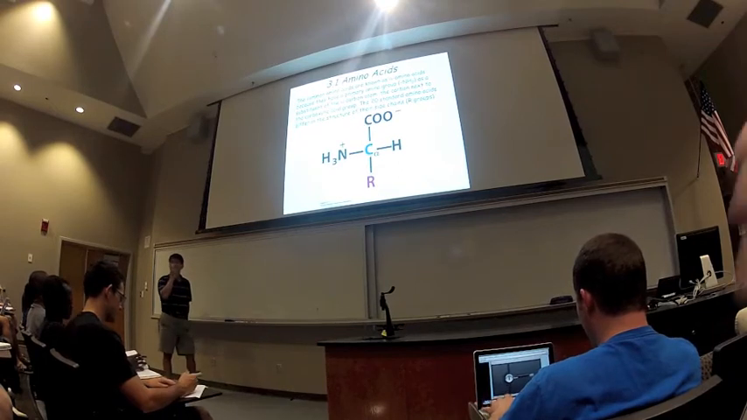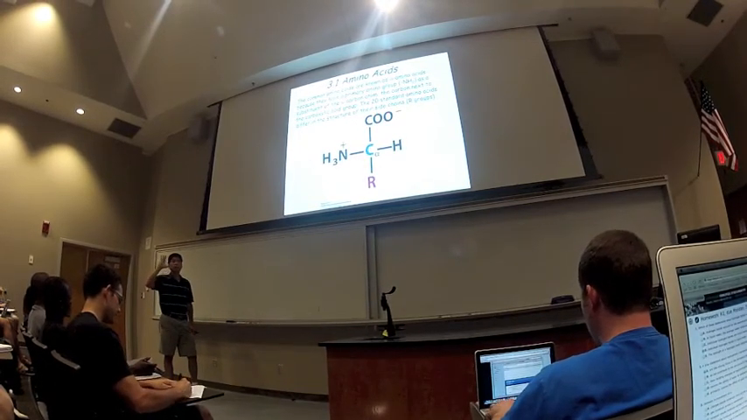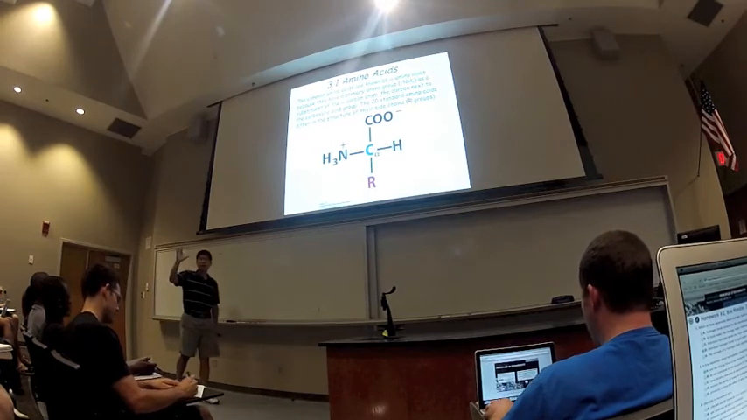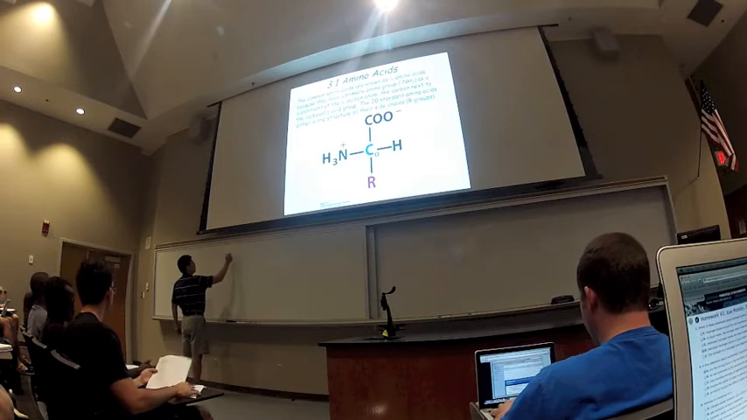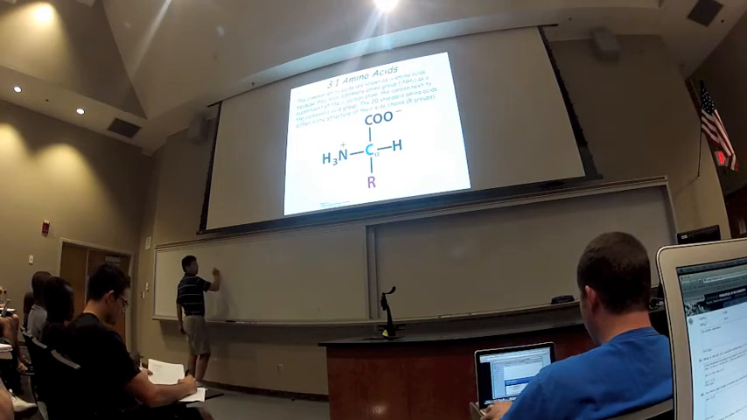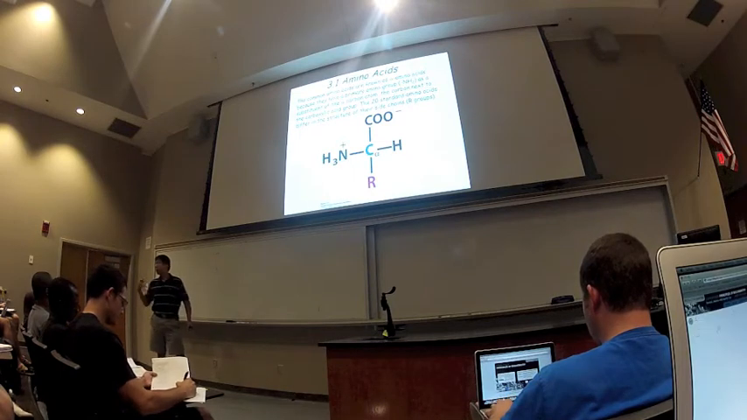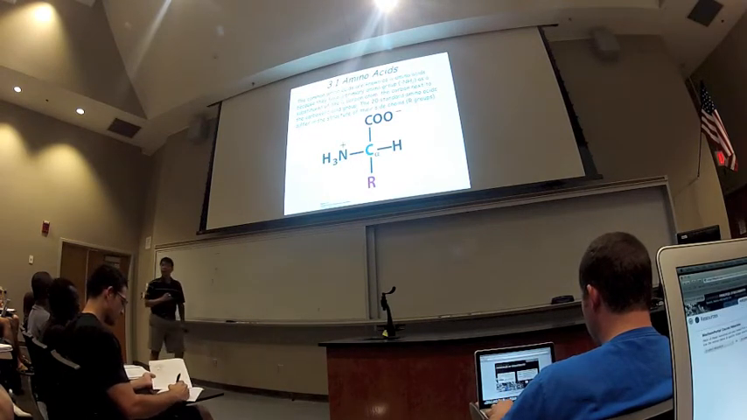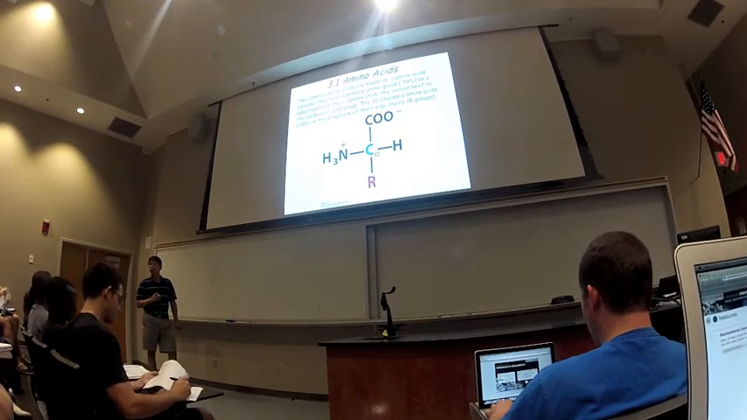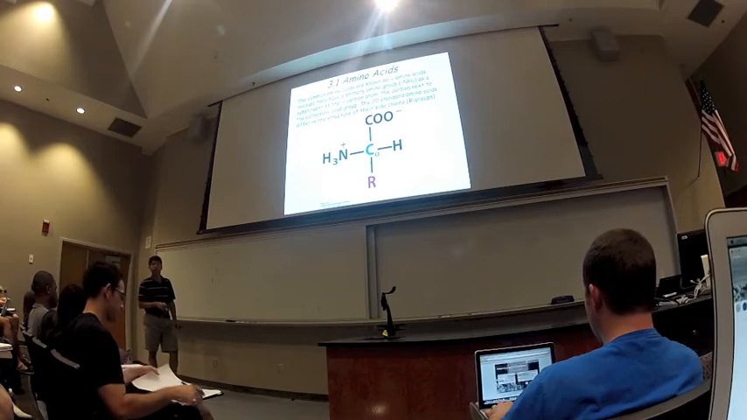7. Non-polar, aliphatic amino acid. And 5, polar and charged amino acid. 3, aromatic amino acid. And what are the 3?